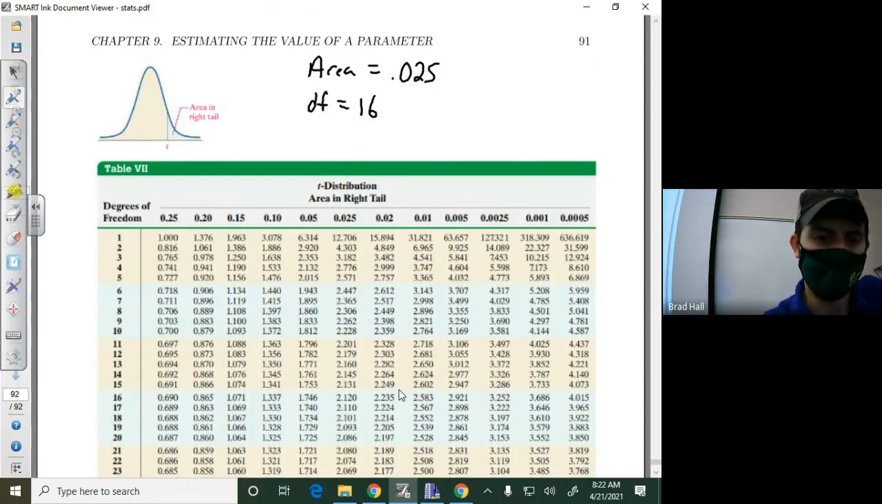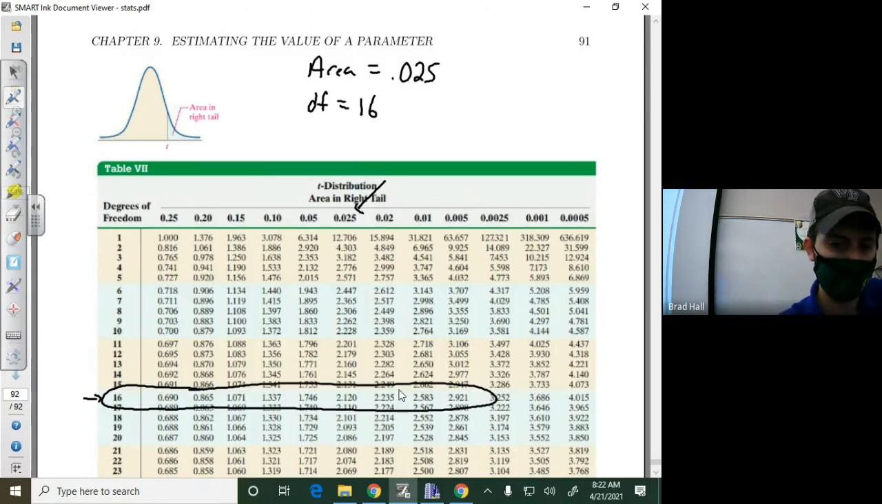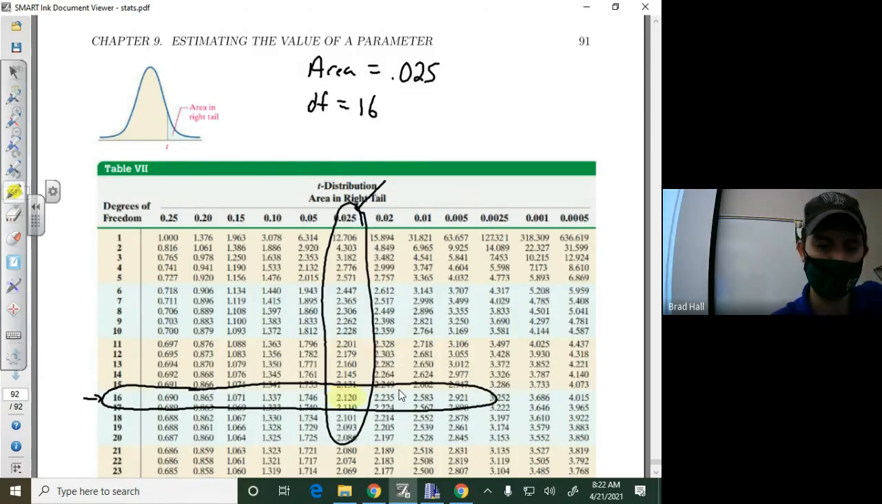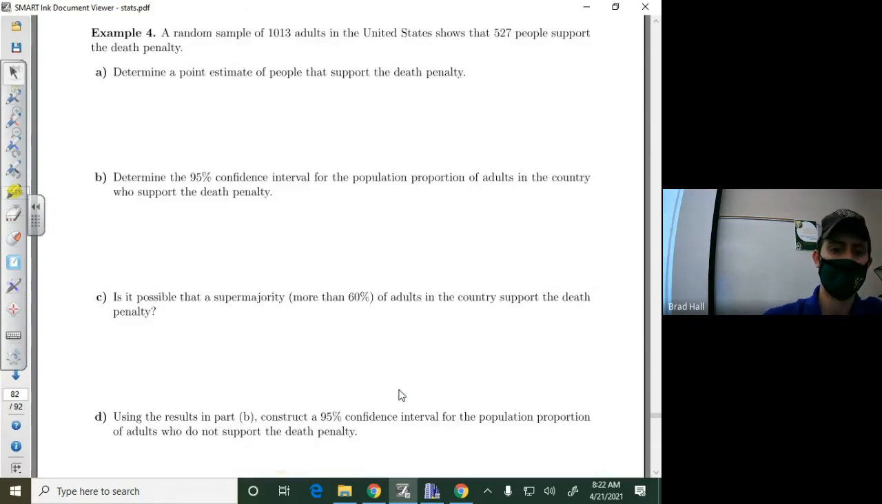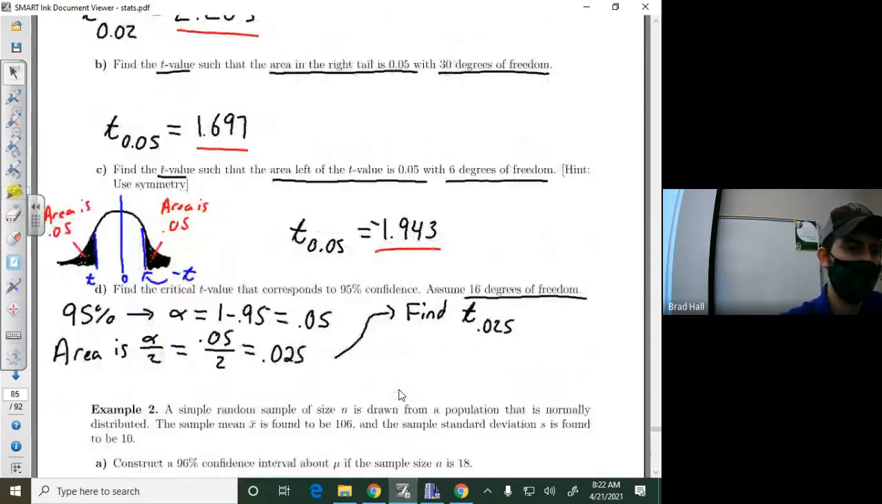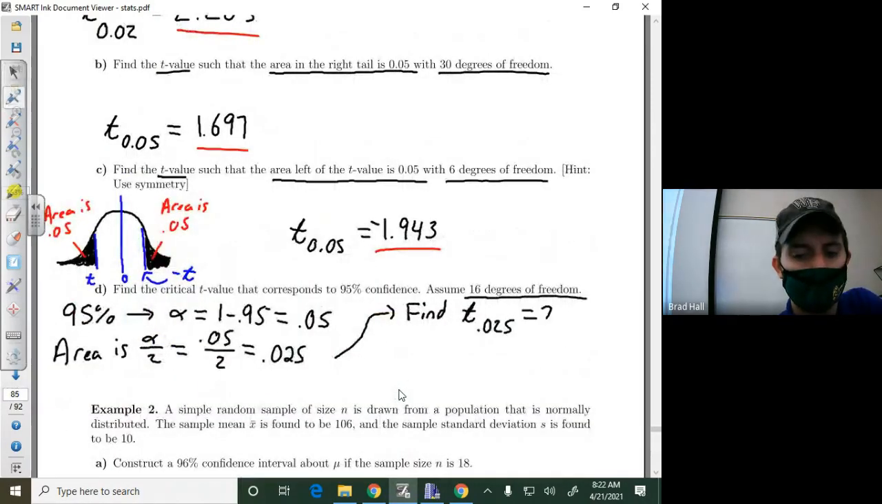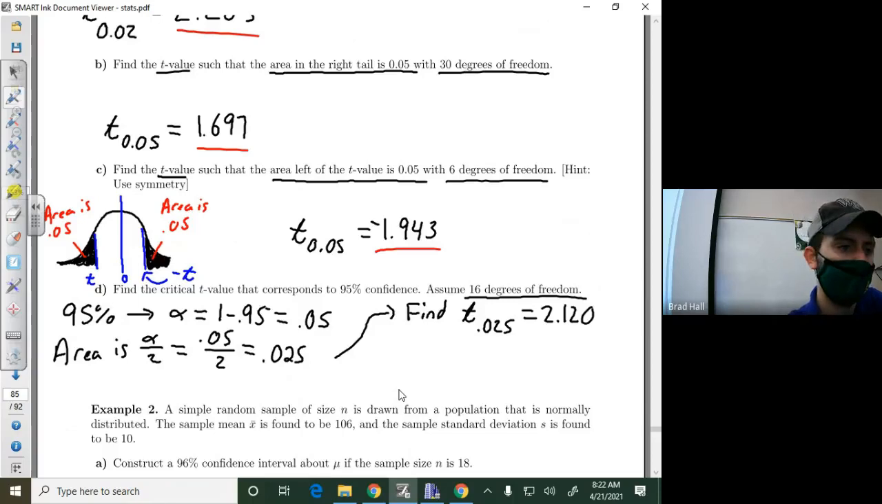So of course, 0.025 is right here. 16 is right here. And we get 2.120. That concludes the first example here.